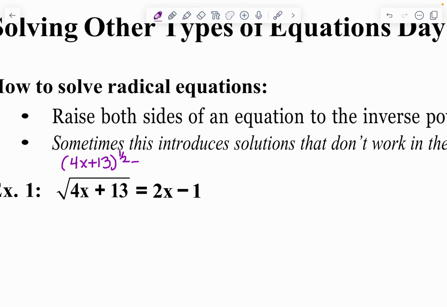So in order to solve this, I could go ahead and square both sides. Because if I square both sides, 1/2 times 2, and this is 2 over 1, this would get rid of this. So once I square this, I could say that this is going to be 4x plus 13.